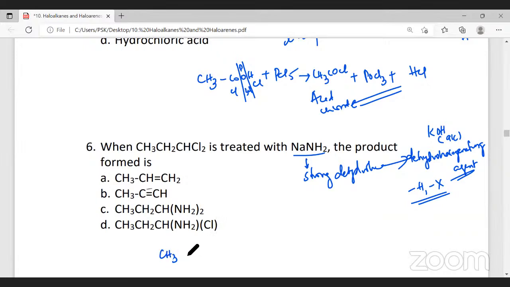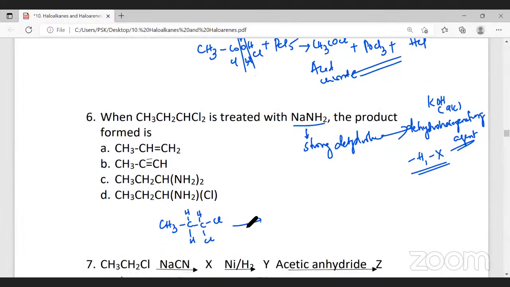You see CH3, CH2, CHCl2. This is the molecule. Now, when this is allowed to react with soda amide, dehydrohalogenation takes place. This chlorine and this hydrogen get eliminated. So you get CH3, CH, CHCl. Since chlorine and hydrogen are eliminated, a double bond will be formed. So an alkyl chloride is formed.